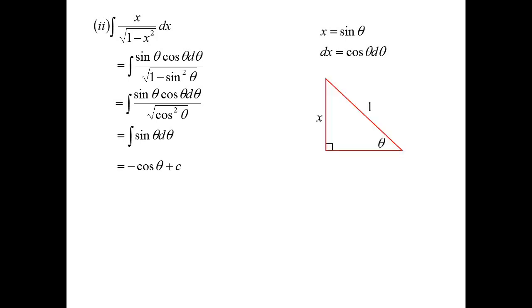Subbing in, 1 minus sine squared is cos squared. Square root of cos squared is cos. Integrate sine, we get minus cos. Draw myself a triangle, in this case opposite over hypotenuse, adjacent, again no coincidence, there it is, square root of 1 minus x squared. Substitute back in, and we get the answer that we were hopefully expecting if we'd done it the other way.